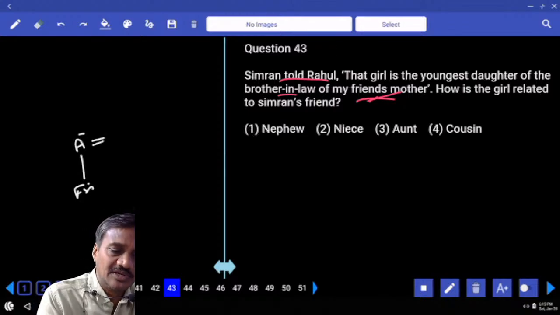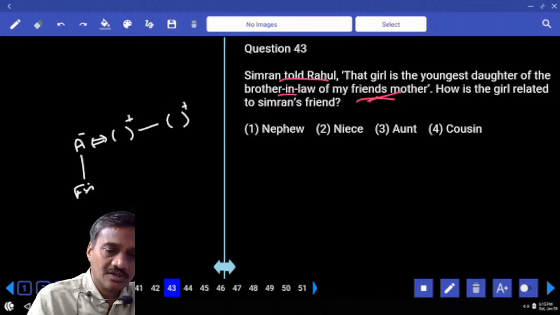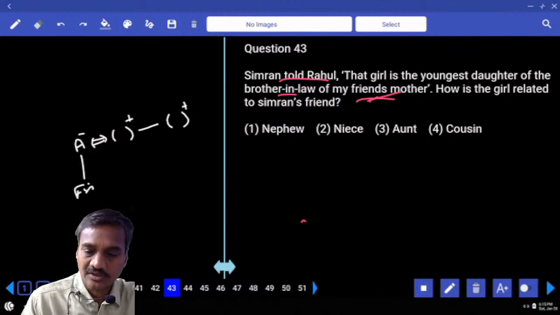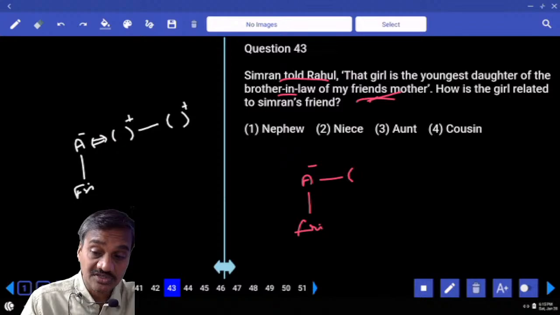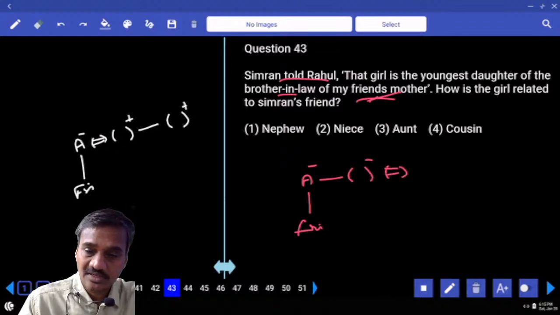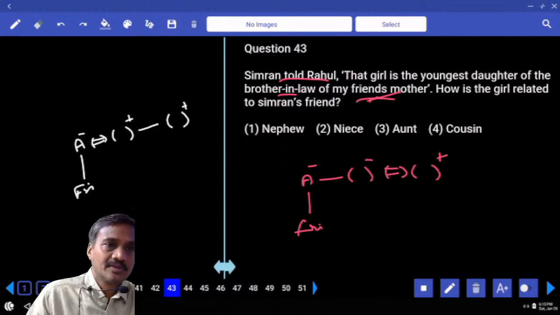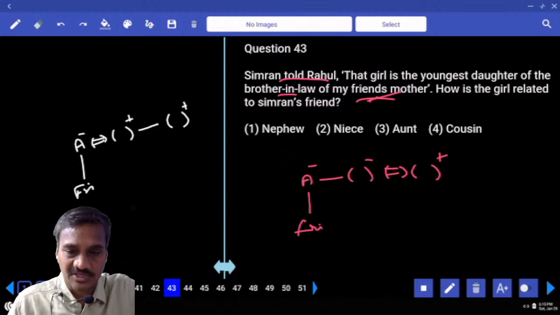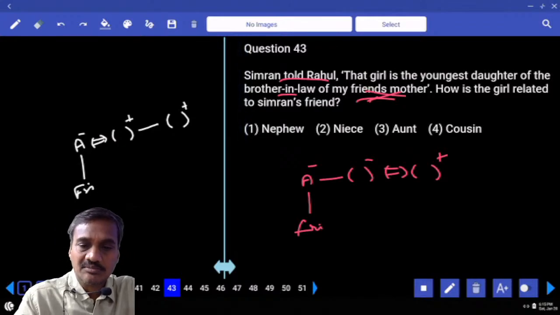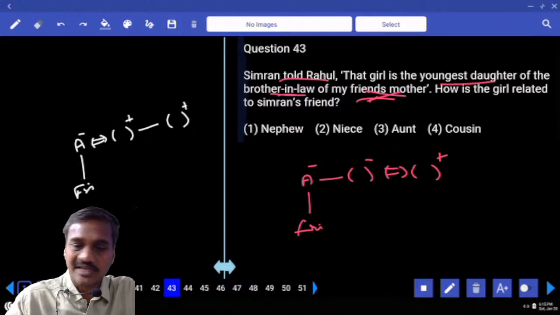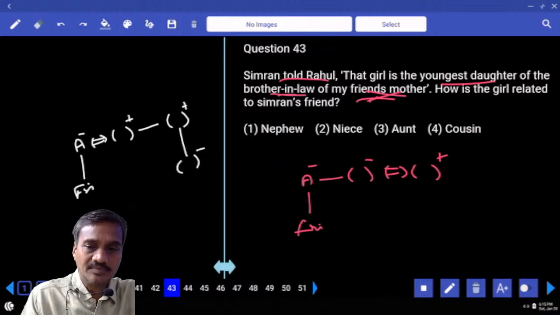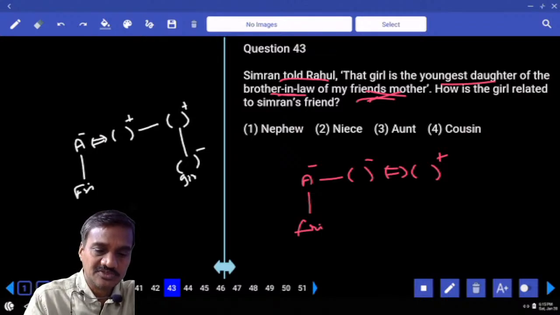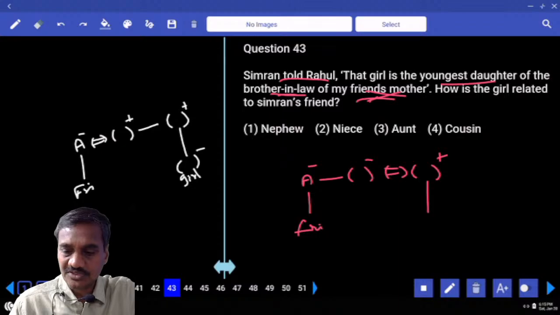What are the different possibilities? Either spouse's brother, or sister's husband. This is friend and friend's mother, and friend's mother's sister is there, and sister's husband, again this person. Now two possibilities we have taken for this brother-in-law. Friend's mother's brother-in-law's youngest daughter. That girl is this person's daughter, and again, this person's daughter.